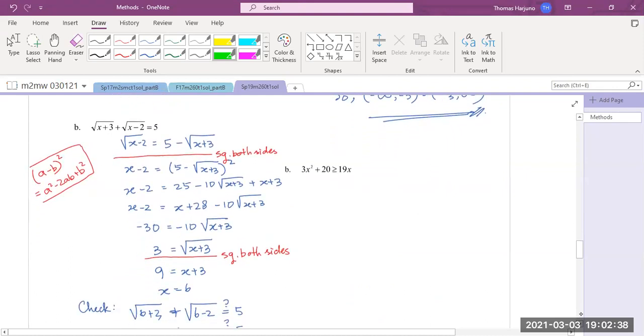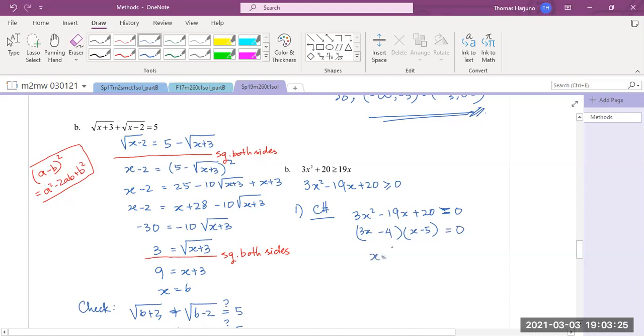Okay, let's see number 7b. That's a polynomial inequality. For a polynomial inequality, we need to set one side equal to 0, and then follow the three-step procedure. Critical numbers: 3x squared minus 19x plus 20 equals 0. I believe this is factorable. 3x and x, no other way. Minus and minus, no other way. 5 here, 4 here to make it negative 19.